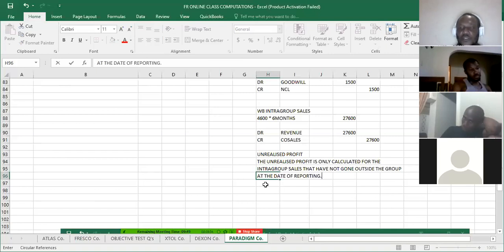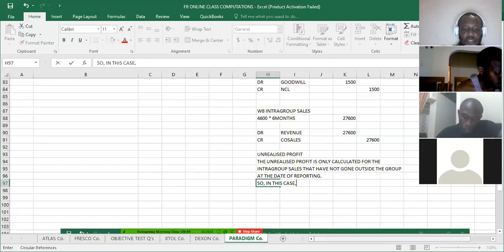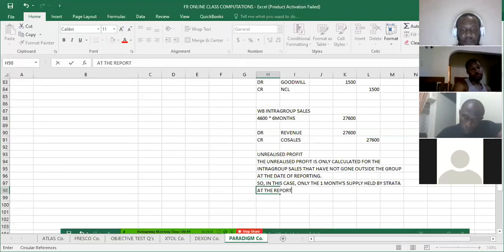That's the only part. So in this case now, I think they told us the subsidiary has 1 month. I can't see it again. Okay, Strata had 1 month supply. So in this case, only the 1 month supply held by Strata at the reporting date will be considered.